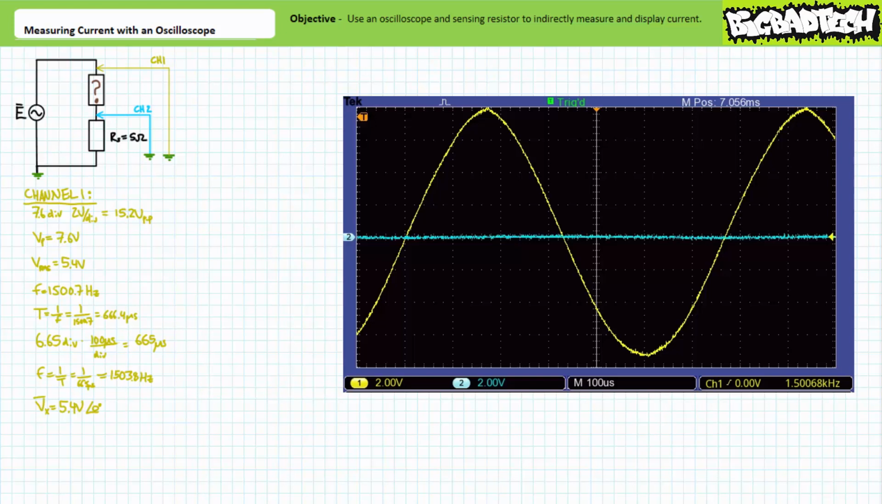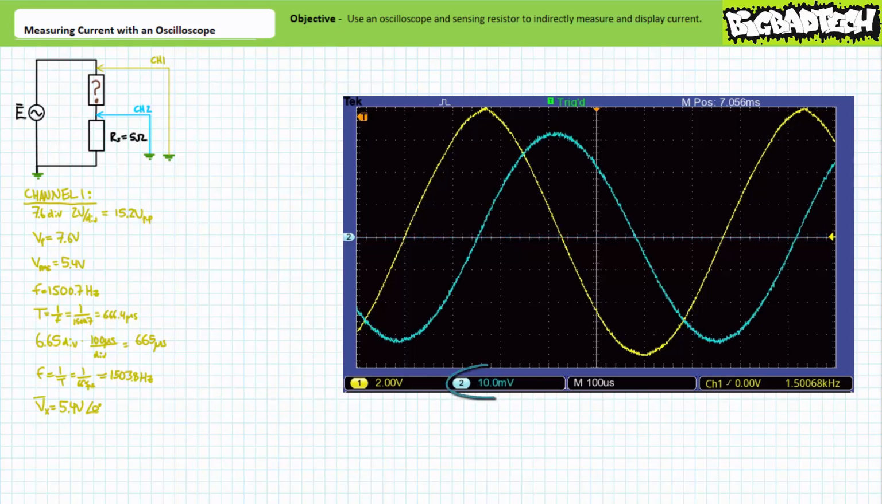There is a voltage drop across the sensing resistor, only it's extremely small in comparison to the voltage displayed on channel 1. Only when viewed at the same scale as channel 1 does channel 2 appear to be a flat, fuzzy line. We need to change the vertical sensitivity of channel 2 only. If channel 2 is viewed using a more appropriate vertical sensitivity of 10 millivolts per division, a sinusoidal waveform appears with some pretty measurable properties.